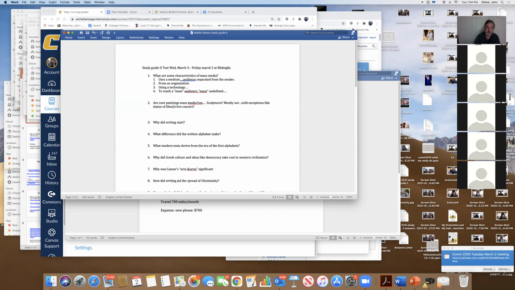The Statue of Liberty, okay, it's a medium, using metal and whatnot, from an organization, the country of France, using a lot of technology, reaching lots of people. So the Statue of Liberty, you could argue, can be mass media. Certainly a painting or a picture in a magazine of the Statue of Liberty, definitely. Live concert, no, you're not separated from the sender.